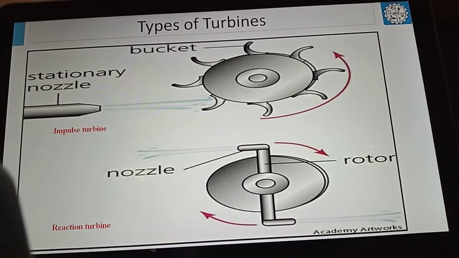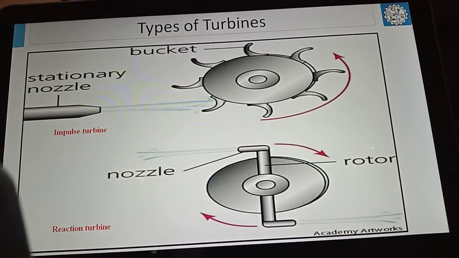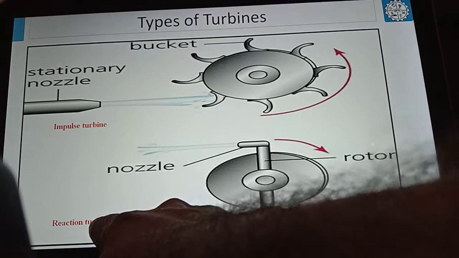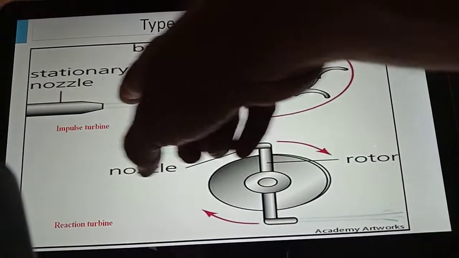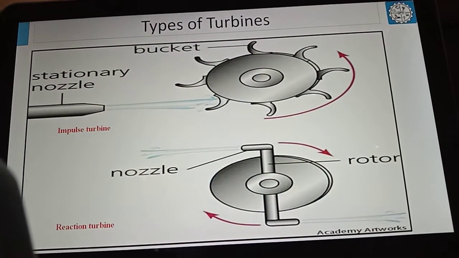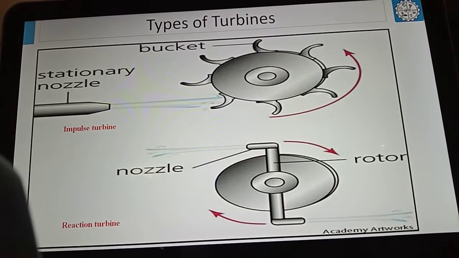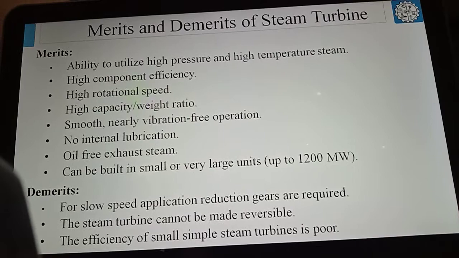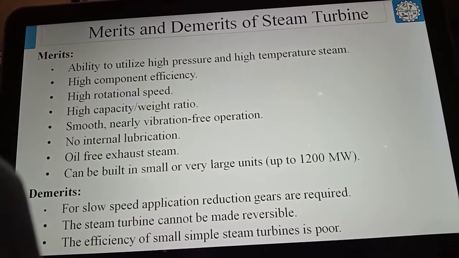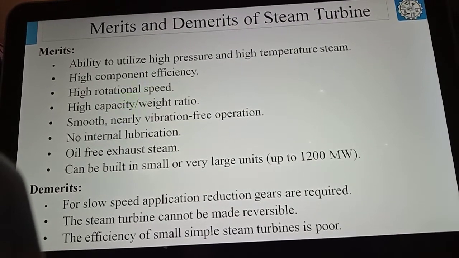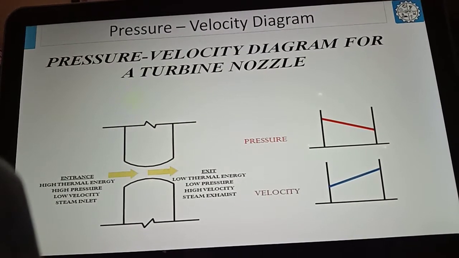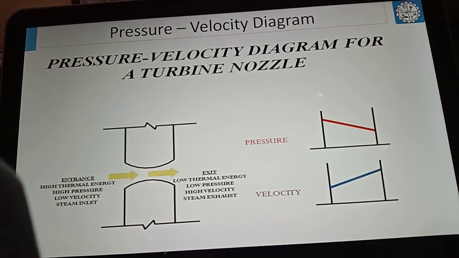This is a pictorial view of these types of turbines. On this side you can see the reaction turbine, and this is the impulse turbine. Merits and demerits of steam turbine are covered in this slide. Pressure velocity diagram also you can see here.